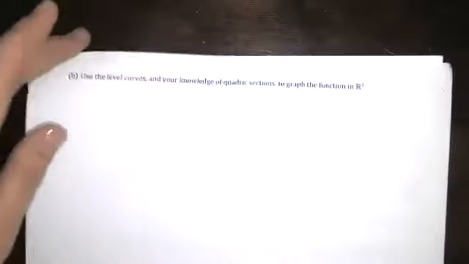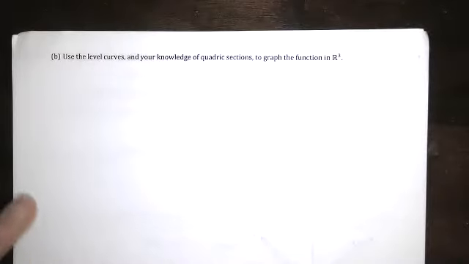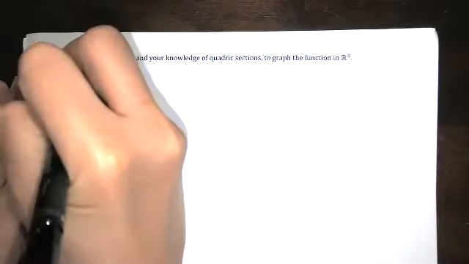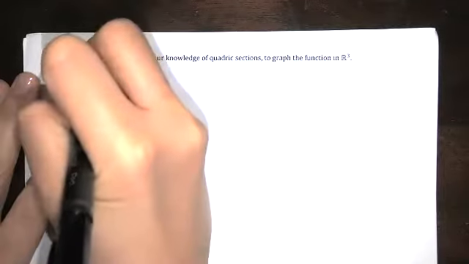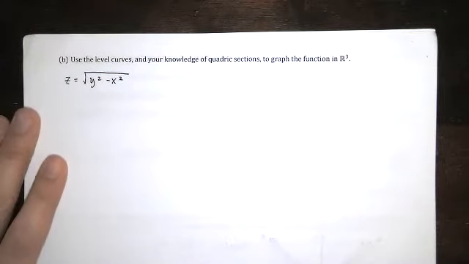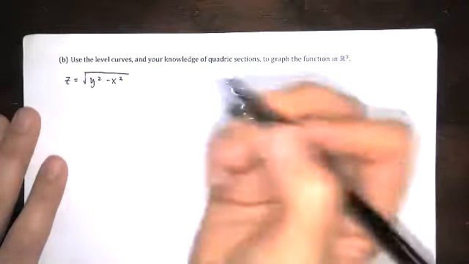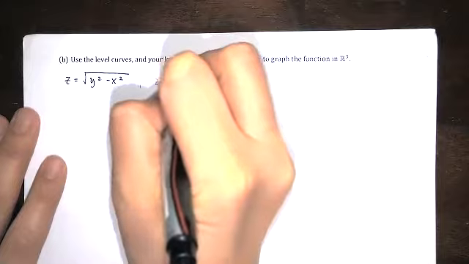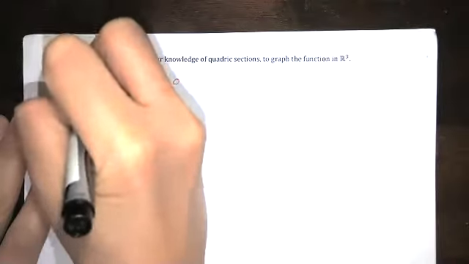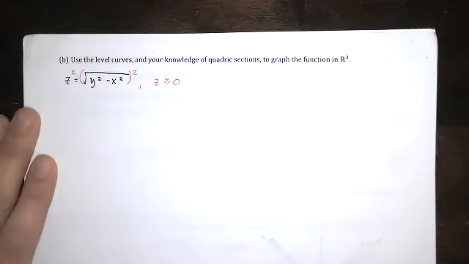It says use the level curves that you just drew and your knowledge of quadric surfaces to graph the function in R3. So what I do is I set z equal to f of xy, and I don't write f of xy, I just write the function down. And then I take this equation and rearrange it to try to make it look like the equations of our quadric surfaces. So first of all, I notice that z is greater than or equal to 0 because it is a positive square root. Then keeping that in mind, I square both sides.